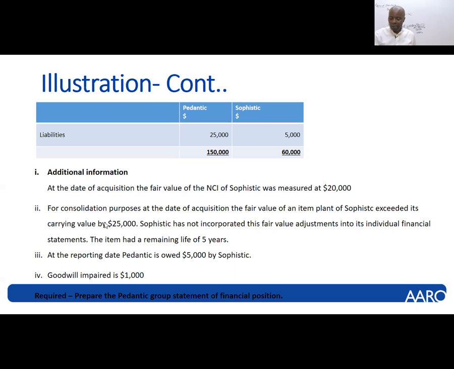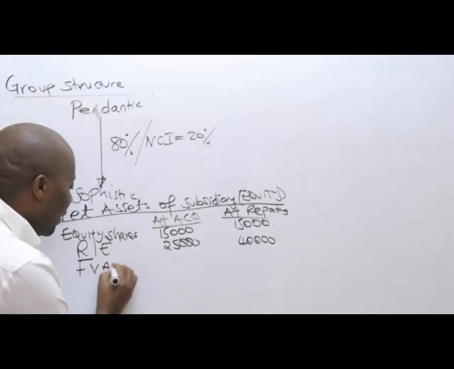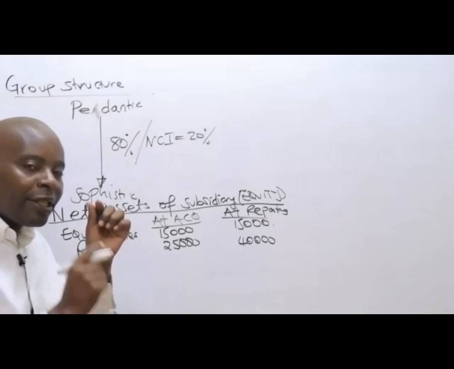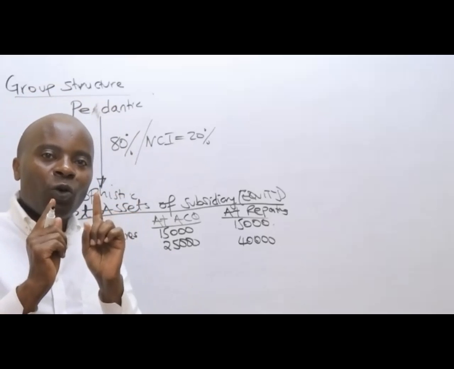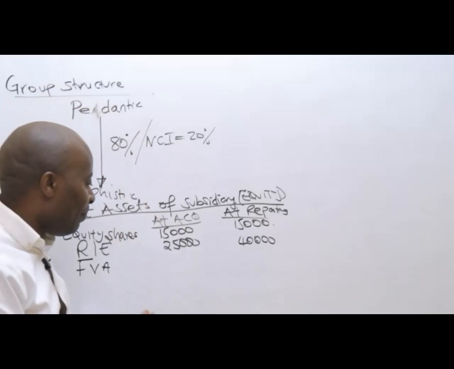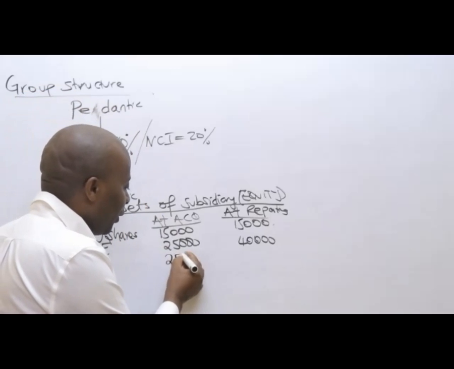For consolidation purposes, at the date of acquisition, the fair value of an item of plant of Sophistic exceeded its carrying value by $25,000. Ladies and gentlemen, listen. We are saying that we had a fair value adjustment. Fair value adjustment of how much? The fair value of this plant was higher than the carrying value by 25,000. So our assets value went up basically. So the fair value adjustment at the date of acquisition was 25,000.